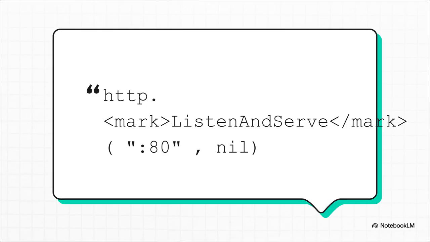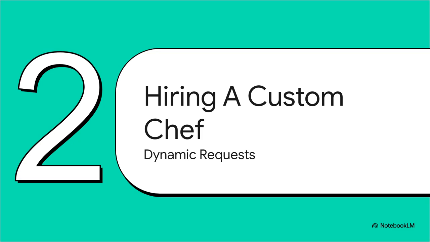Now you might think that sounds complicated, but in Go, it's this. This one single line of code does all of that. It's the key that unlocks the door, turns on the lights, and flips the sign to open for business. Just like that, our server is efficiently listening. Okay, so our doors are open.